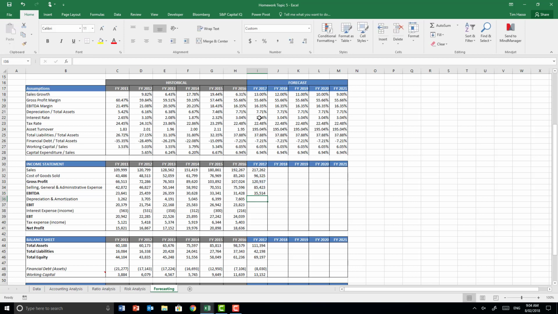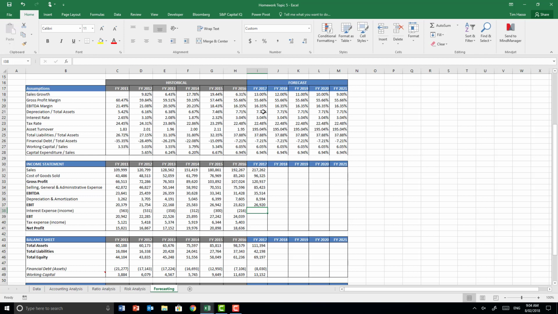We then have depreciation and amortization, and depreciation and amortization is a function of our total assets. So it's going to be equal to our total assets multiplied by the depreciation to total assets assumption that we have for 2017. So it's 8,594. We can then calculate our EBIT by taking our EBITDA and subtracting our depreciation and amortization.